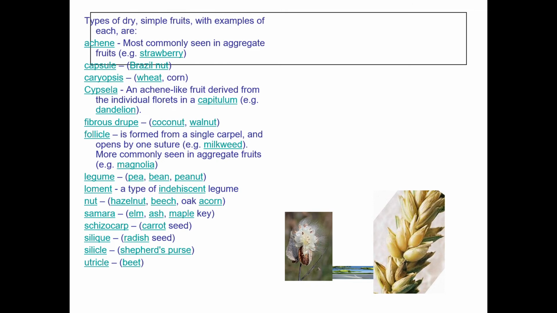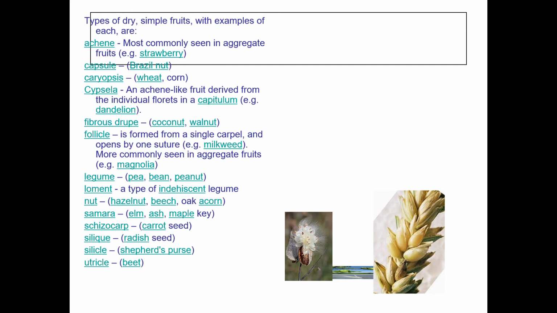Certain nuts are actually types of fruits, like acorns are a type of fruit. You have loment, a type of indehiscent legume. Peas, peanuts, beans are a type of legume, which is a type of fruit. You have follicle, which is from a single carpel and opens by one suture, like milkweed. Hopefully, you'll get to see that in ecology class.